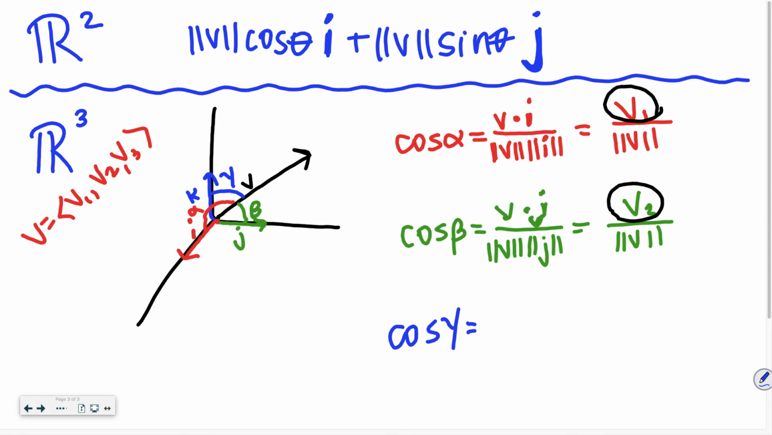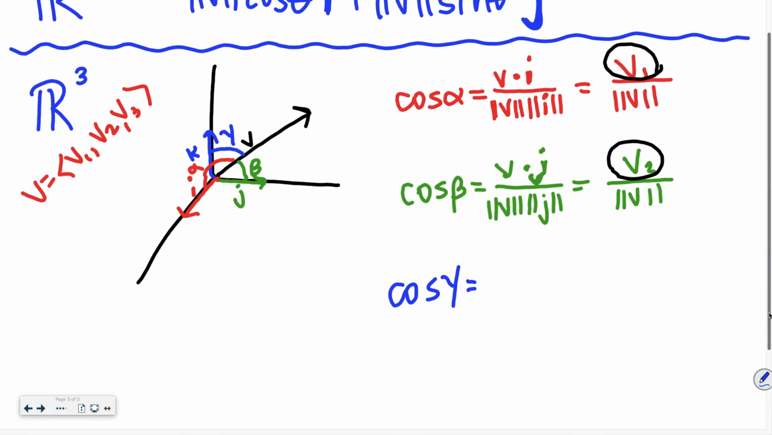So this is gamma. The cosine of gamma is V dot K over magnitude of V, magnitude of K, which is going to be V3 over magnitude V.